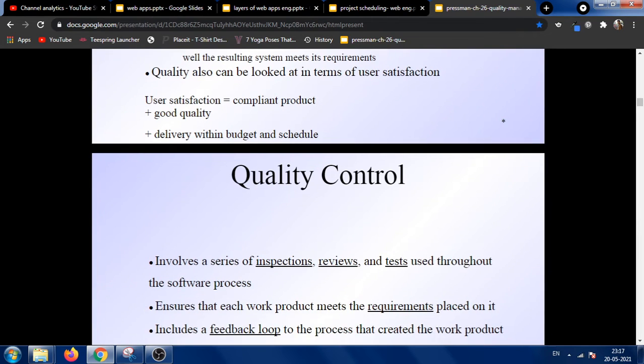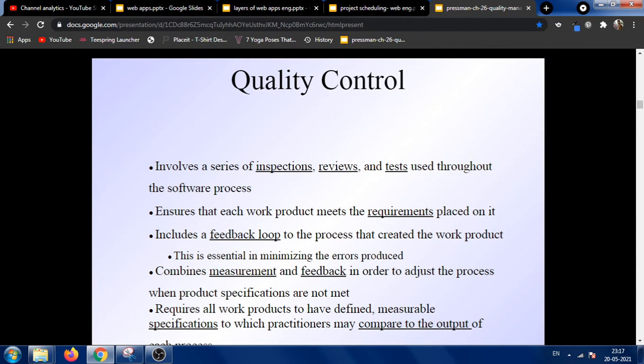The next is quality control. Quality control is how to control the quality in various aspects of the software development process. We cannot have quality at a single stage. Every time we have a milestone, and at every milestone we have to check for quality. That is called quality control. This involves a series of inspections, reviews and tests used throughout the software process. There are inspection formats, inspection techniques, and ways to review.